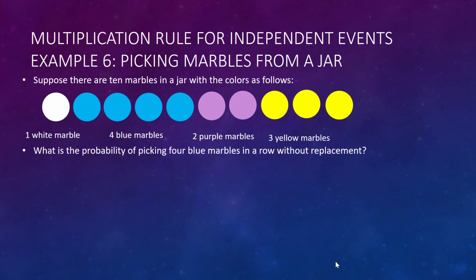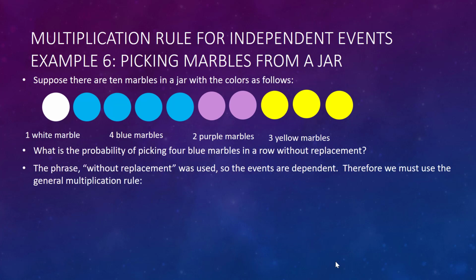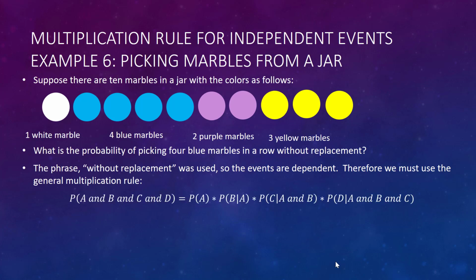Example 6. What is the probability of picking 4 blue marbles in a row without replacement? Again, we said without replacement, so the events are dependent. Therefore, we have to use the general multiplication rule. Notice that there are 4 events, so we're going to have 4 fractions to multiply together.